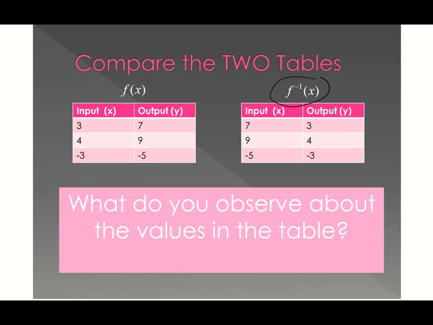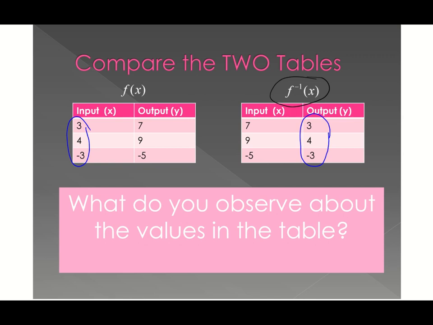Now what you should notice is that in f of x, we have our x values, our inputs of 3, 4, and -3. If we look at our inverse, those are actually our y values, our outputs, 3, 4, -3. So if we were to compare these two, if we look at our inputs, our x values of f of x, and our y values of our inverse, they're the same.